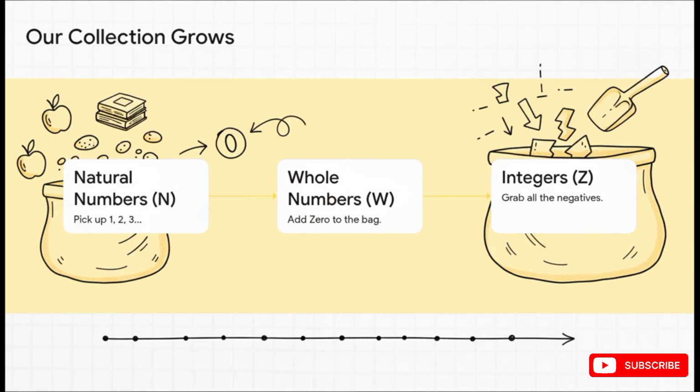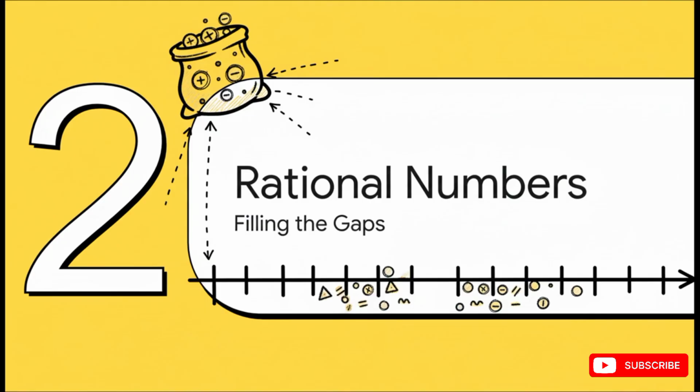And of course, we can't forget the other side of the line. We scoop up all the negatives. And just like that, we have the integers. We call this set Z, which comes from the German word zahlen, which just means to count. So, our bag's got all the whole numbers, positive and negative.